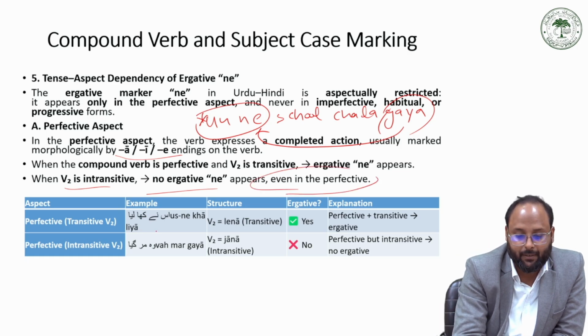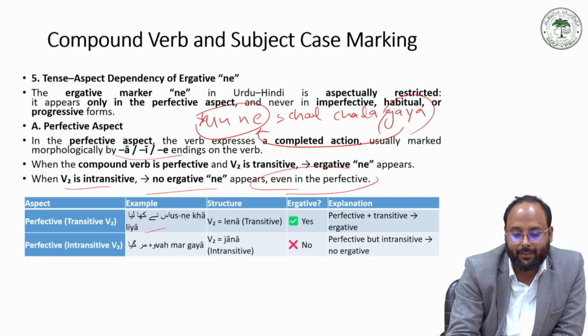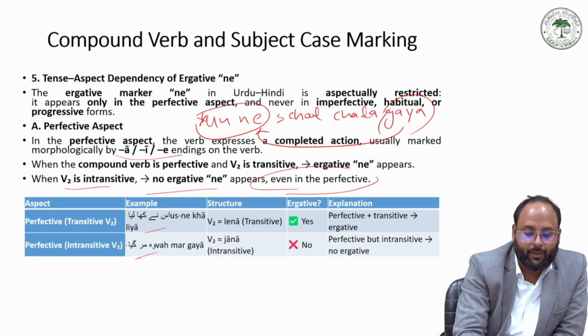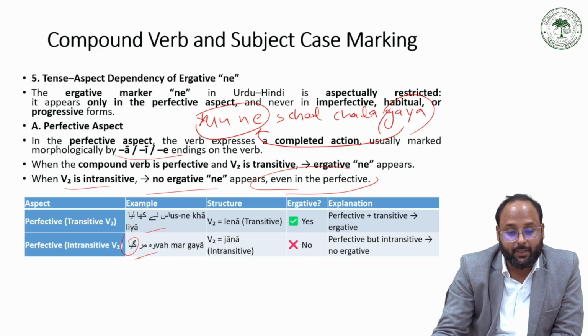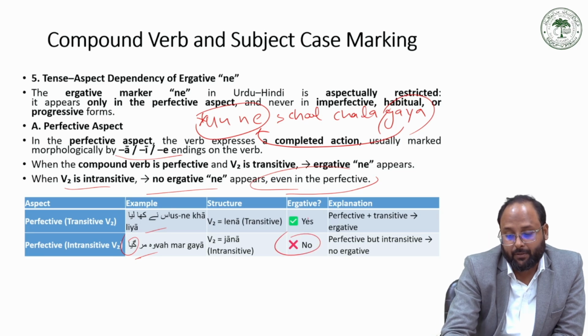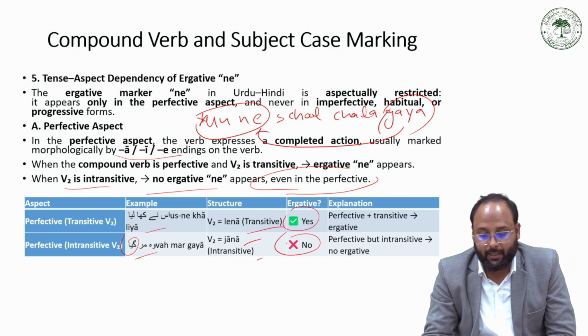So like उसने खाना खा लिया, and वो मर गया. So गया is intransitive, so it will not take the subject ergative case. But खा लिया takes the ergative case because it is transitive. Jana is intransitive.